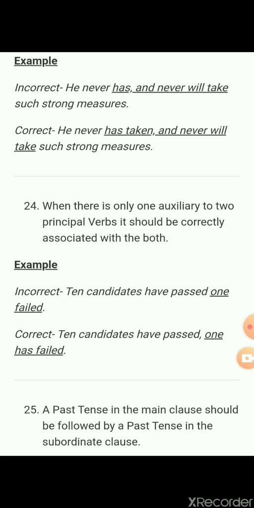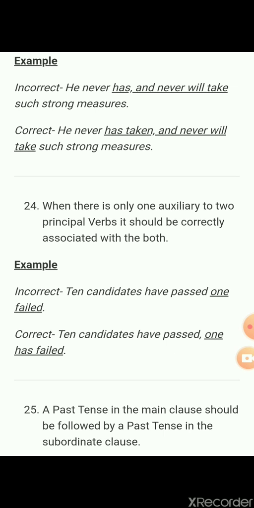What is the difference? "He never has": where is the verb? The verb is missing here, so we need to provide the verb there as well. "He never has taken and never will take." So "taken" was missing in one segment of the incorrect sentence, meaning there is an error. "He never has" is incomplete. While speaking only we can find out the error. So I am telling you that you can find the maximum errors while speaking only.